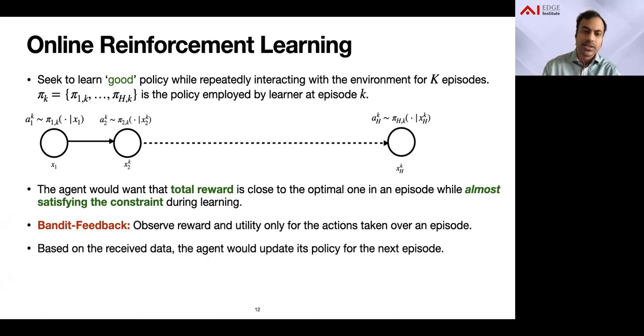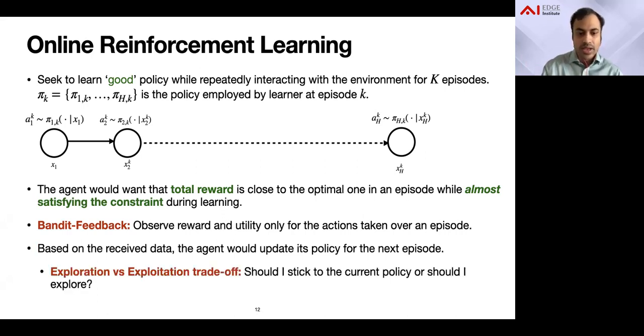And again, based on the received data, probably I will play a different policy at the next episode, and so on. This is where the exploration versus exploitation trade-off comes in, whether I should stick to the current policy or explore. But here we also need to ensure that I am not violating the constraints. So there is some additional challenge.